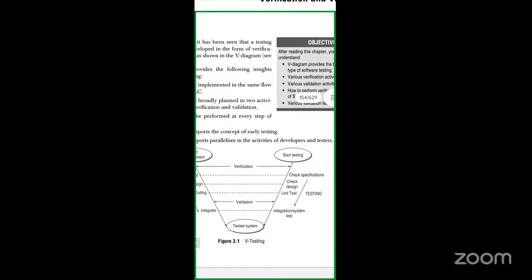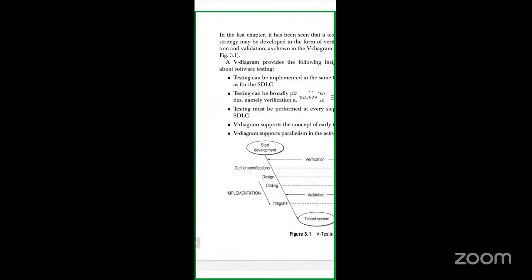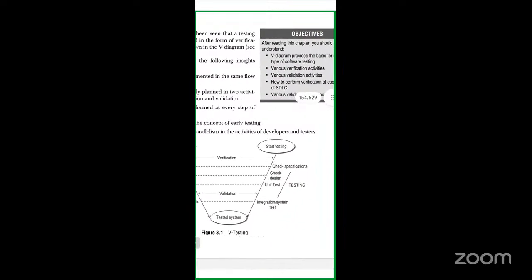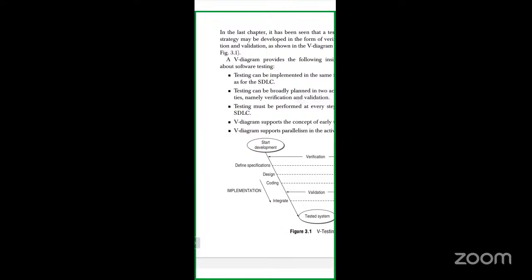On the testing side, we are going to have checking of specifications, that is, what we have specified we are going to check, and checking of the design, that is, the design that we have chosen is going to be checked. Then unit testing, integration testing and system testing are going to be tested on the start testing side. The other side we are going to call the implementation side.